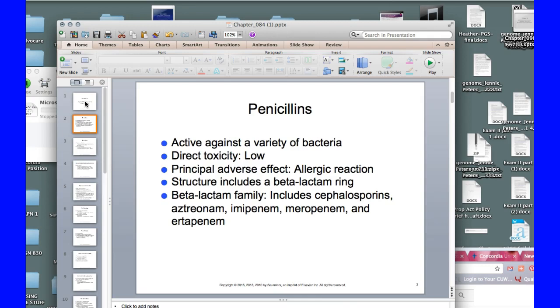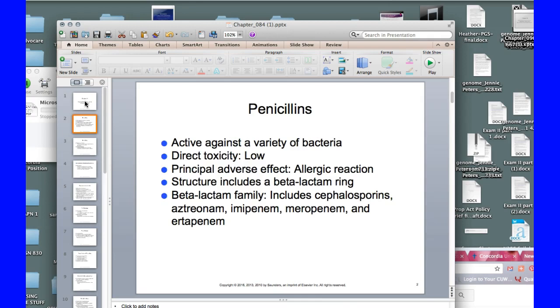Penicillins include a beta-lactam ring, which is different than the other antibiotics. The beta-lactam family includes cephalosporins and these other ones listed below, some of which we will talk about. I won't go through every single antibiotic because some of them you just will not hear of anymore, they're rarely used. I want to go through the most commonly used ones that you'll be seeing as an inpatient, as well as some outpatient medications.